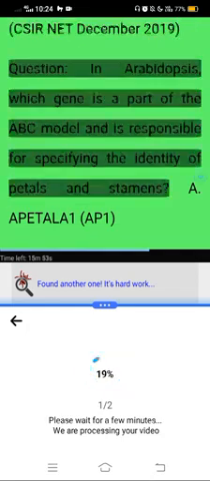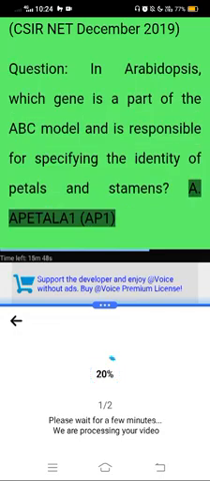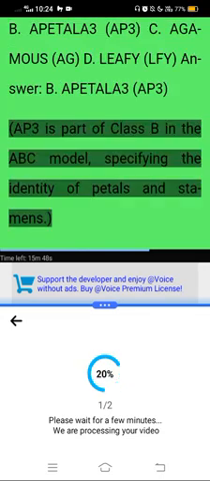CSIR NET December 2019. Question. In Arabidopsis, which gene is a part of the ABC model and is responsible for specifying the identity of petals and stamens? A, APETALA1 (AP1). B, APETALA3 (AP3). C, AGAMOUS (AG). D, LEAFY (LFY). Answer. B, APETALA3 (AP3). AP3 is part of class B in the ABC model, specifying the identity of petals and stamens.